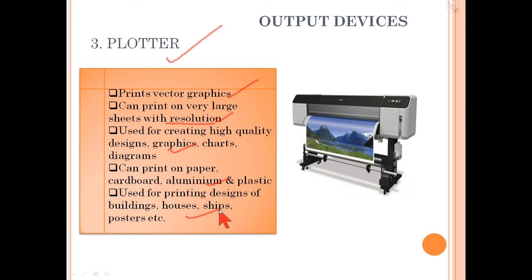Obviously you have seen so many advertisement banners and posters hanging here and there on the walls, or on the roads also. That is done by the plotter. You can print on paper, cardboard, aluminium and plastic, and it is used for printing designs of buildings also, various big maps, or anything that is bigger than a particular size. That is what the plotter is used for.